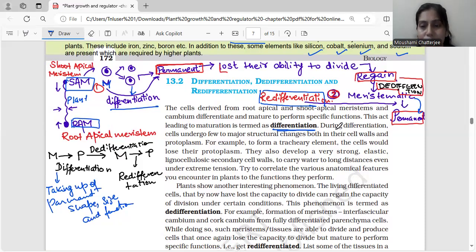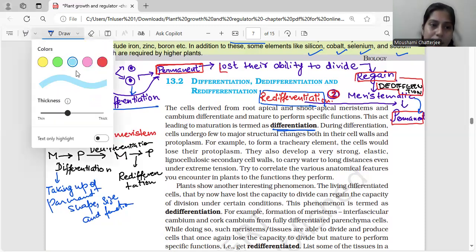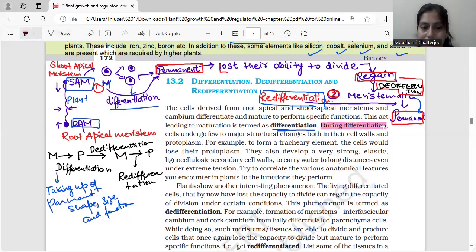So what happens is during differentiation, let me tell you some important points over here. During differentiation, cells undergo a few major structural changes, both in their cell wall and protoplasm. Now this transformation from meristematic tissue to the permanent tissue will not happen just like that. There will be a few changes. What are those changes? Basically, structural changes. Where are the structural changes happening? It is happening in the cell wall and protoplasm.